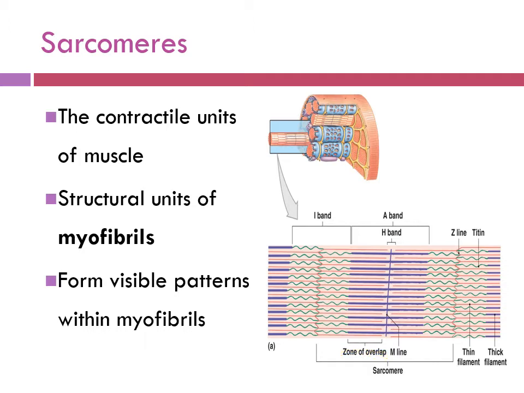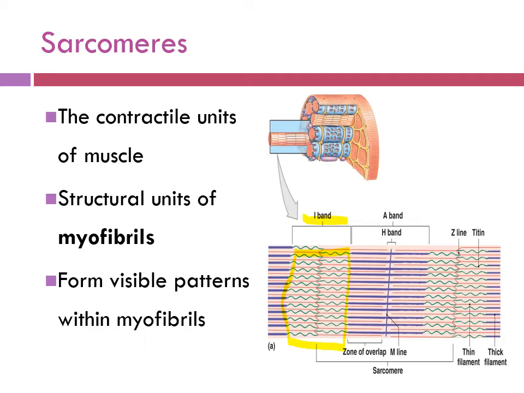And two more. Next we have the I band. The I band is with only thin filaments. So the I band is here from the edge of the thick filaments of one sarcomere to the edge of the thick filaments of the next sarcomere. So the I band spans two portions of two sarcomeres.